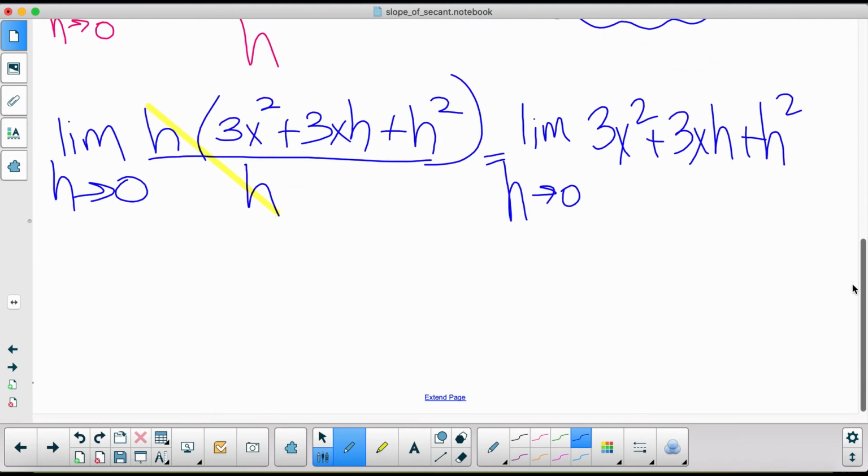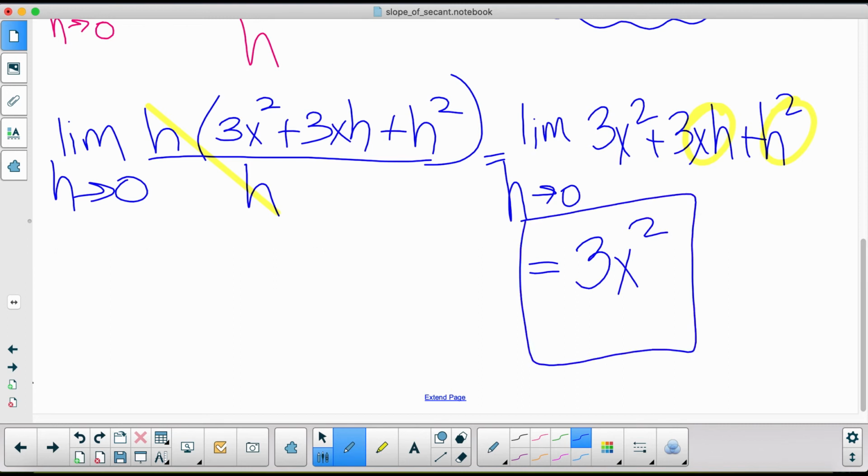Well, when we go ahead and we plug zeros in for our h value, this is 0 and this is 0, so our answer for this limit is 3x squared. This is your instantaneous rate of change.